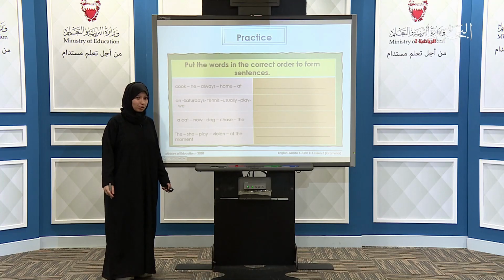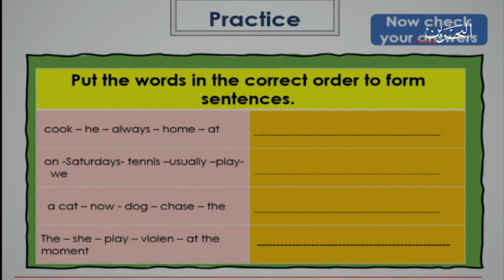Now it's time to check your answers. We have got here cook, he, always, home, and at. This is the adverb of frequency, always. We need to use the present simple tense. He always cooks at home.